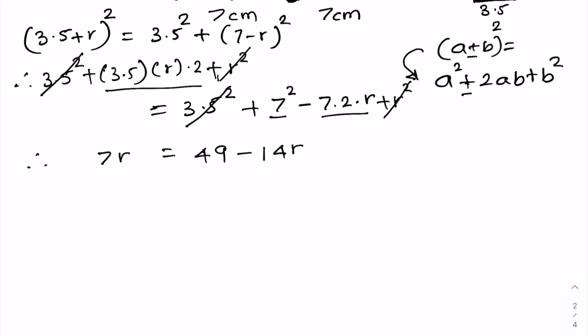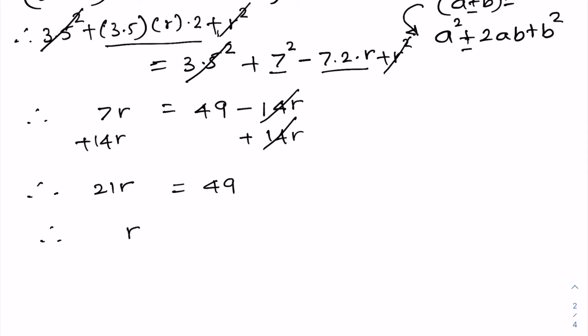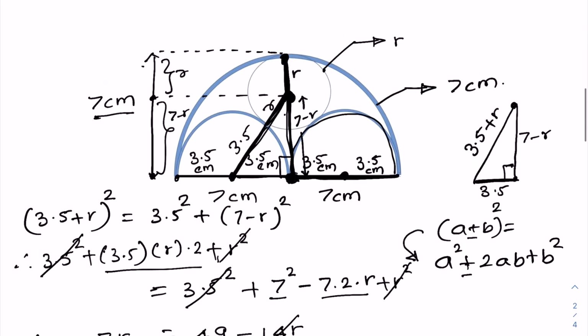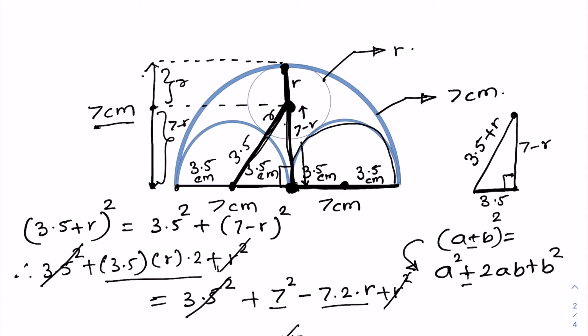So let's add 14r on both the sides. So we add 14r here, we add 14r here. So what do we get now? We get 21r on the left side equal to 49, and minus 14r and plus 14r gets cancelled out, and therefore we get r equal to 49 divided by 21, which is equal to 7 times 7 on the numerator and 7 times 3 in the denominator. 7 gets cancelled out, so we get 7 by 3 centimeter. This is our answer for the radius of a smaller circle, which is equal to 7 by 3 centimeter.